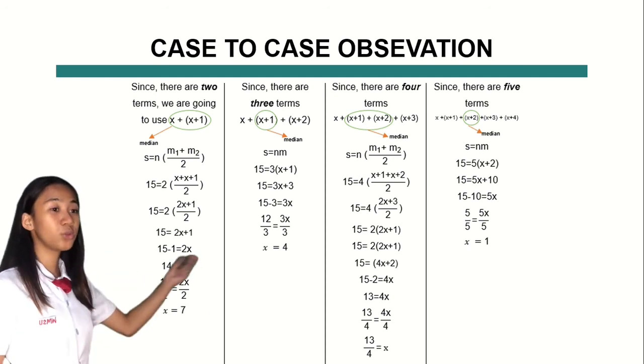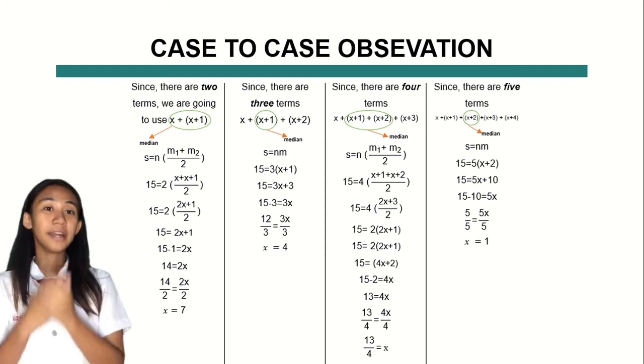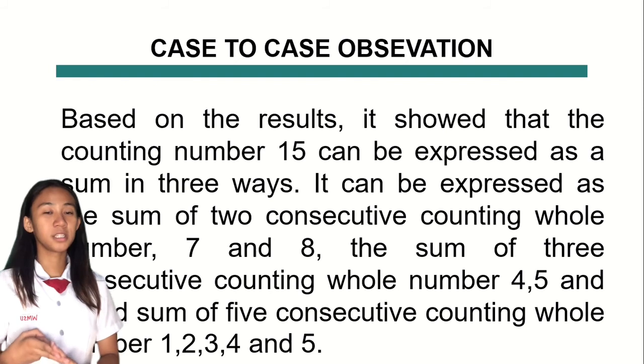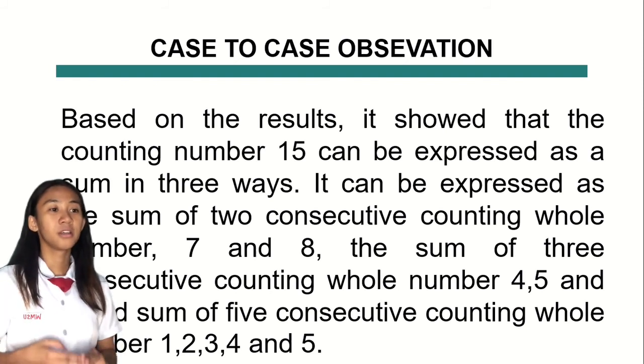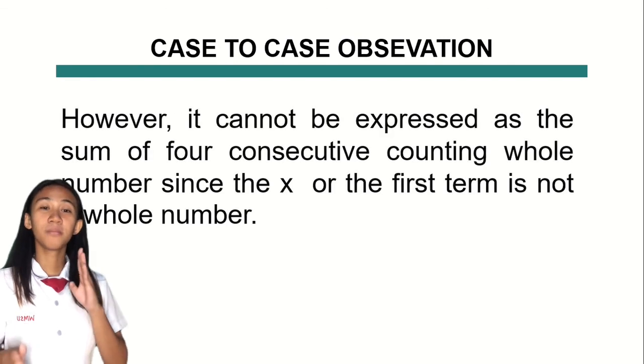So in 2 terms, 3 terms, and 5 terms, we have an x which is a whole number. Therefore, 15 can be expressed in 2 terms: 8 plus 7. 15 can be expressed in 3 terms: 4, 5, and 6. And also, 15 can be expressed in 5 terms: 1, 2, 3, 4, and 5.